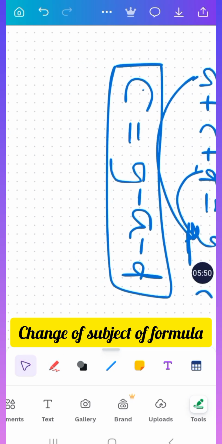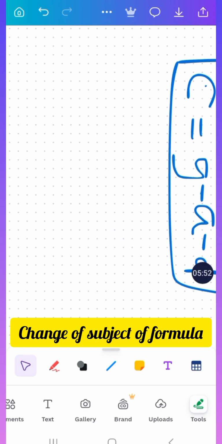Okay, let us move on to other subheadings. What if we have subtraction? What if you have subtraction?